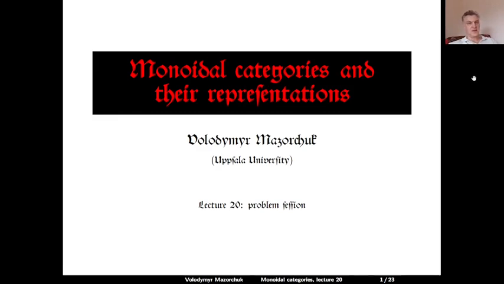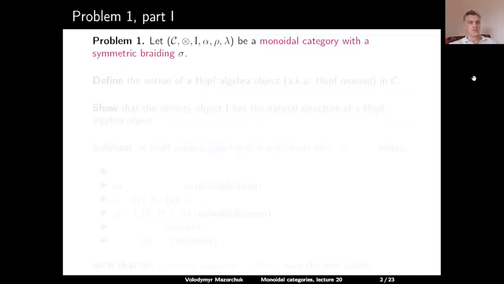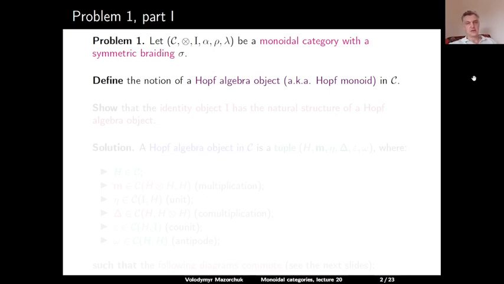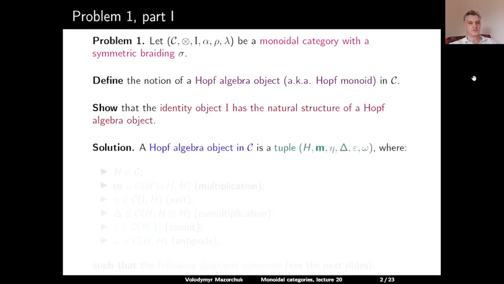Monoidal categories and their representations, lecture 20, problem session. Problem 1. Let C be a monoidal category with a symmetric braiding sigma. Define the notion of a Hopf algebra object in C, also known as a Hopf monoid, and show that the identity object I in C has the natural structure of a Hopf algebra object.